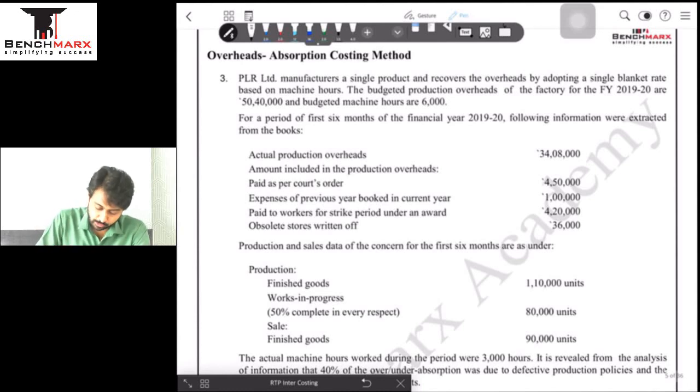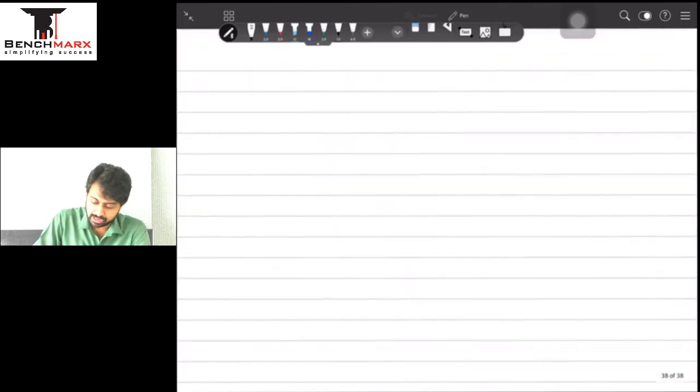Now this type of question was solved before as well. In this question, what we are going to do is first find the under or over absorbed overheads. Now, in the cost sheet, we have to find under or over absorbed overheads.